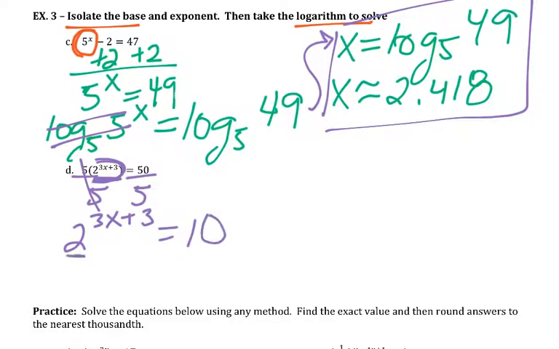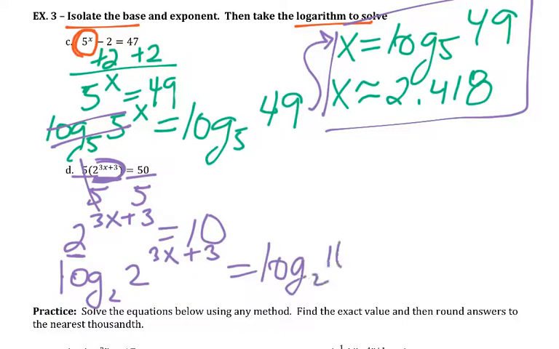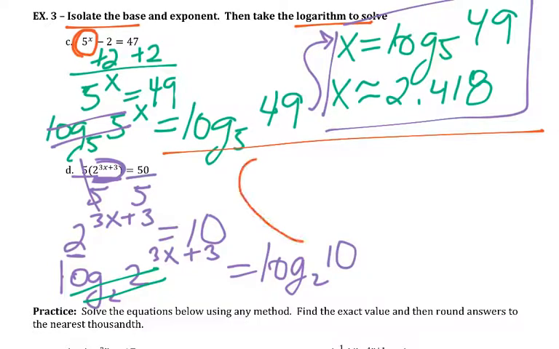Now I want to get rid of this base 2. I can't divide, I have to take the logarithm of both sides. So I get log base 2 of 2 to the 3x plus 3, and you take log base 2 of both sides. And I get log base 2 of 2 canceling. So that leaves me with 3x plus 3 equals log base 2 of 10.